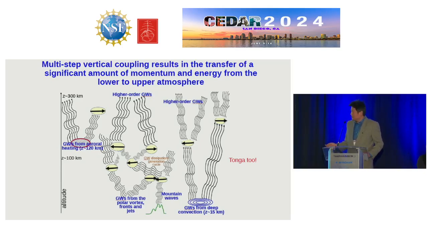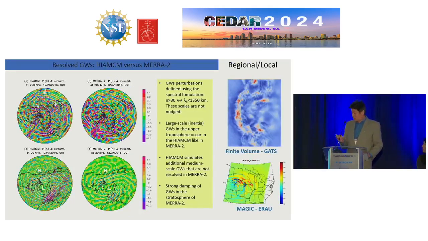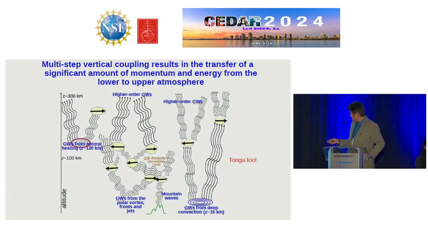You can see the sources of gravity wave generation in the lower atmosphere, including the orographic sources, mountains, and also convection sources due to severe weather events.